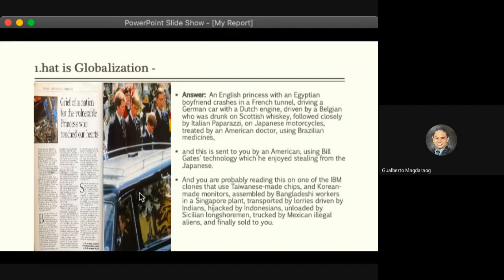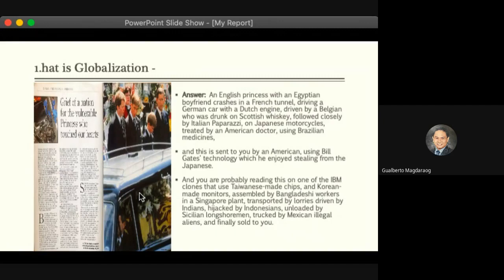Kaya ganyan na ngayon, actually hindi na siya change. This is now the contemporary. This is the normal way of doing business. And that is global competition. Normal na ngayon yung pagiging global.